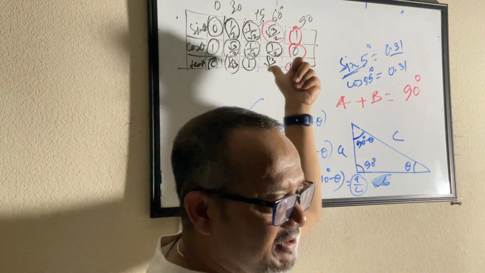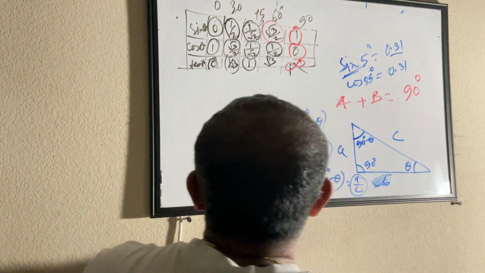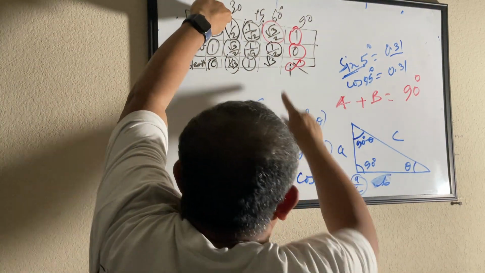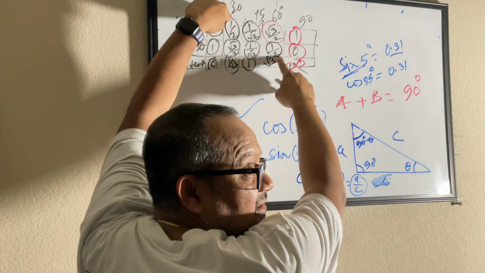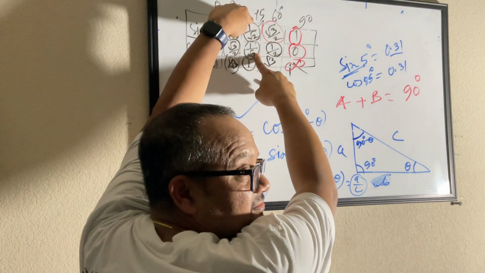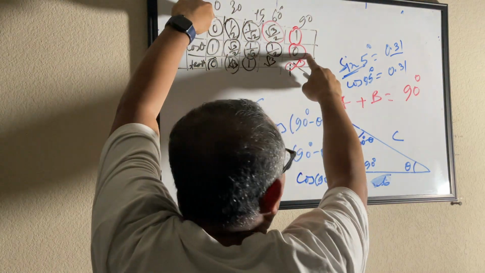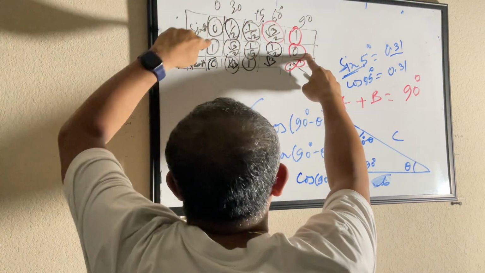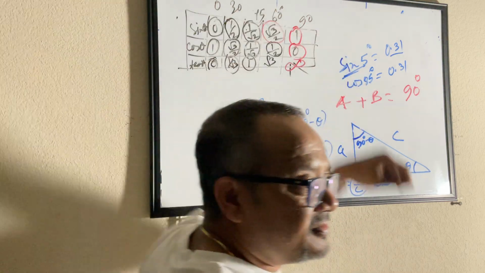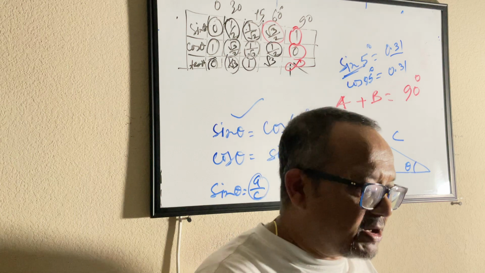So the table that we dealt with, now you should relate it. Sine of 30 and cos of 60 will be the same. Sine of 45 and cos of 45 will also be the same. Sine of 0 and cos of 90 will be the same. This is the concept around the complementary angle.